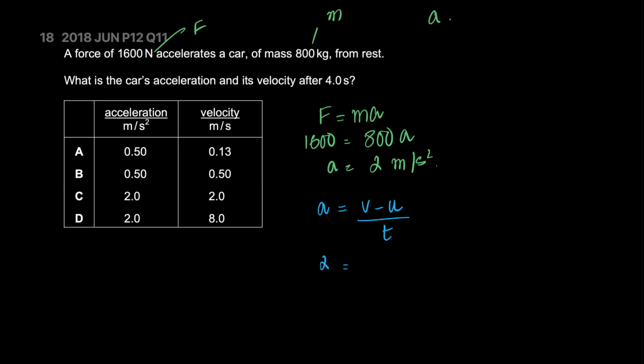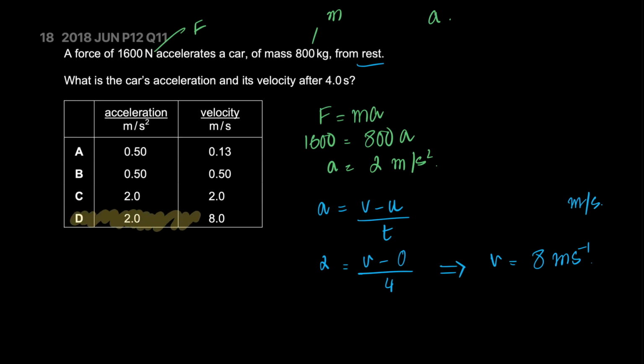Acceleration is 2. Final velocity is something we need, minus u, which is 0 because it's starting from rest, at a time of 4 seconds. This will make your velocity come out to be 8 meters per second. Or you could write it like this, it doesn't really matter, meters per second. The best answer is D for us.